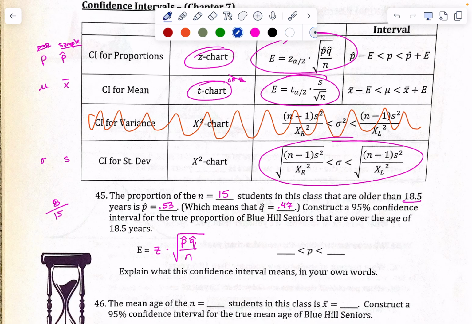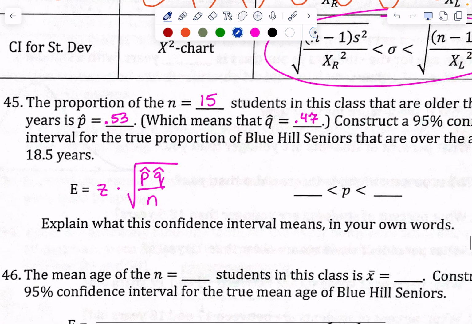What are we doing right now? A confidence interval for proportion. So what do we look up for Z? We want 95% for Z. Go down to the bottom corner on your Z chart, and 95% is 1.96. So 1.96 goes here. P hat is 0.53, Q hat is 0.46, and N is 15.